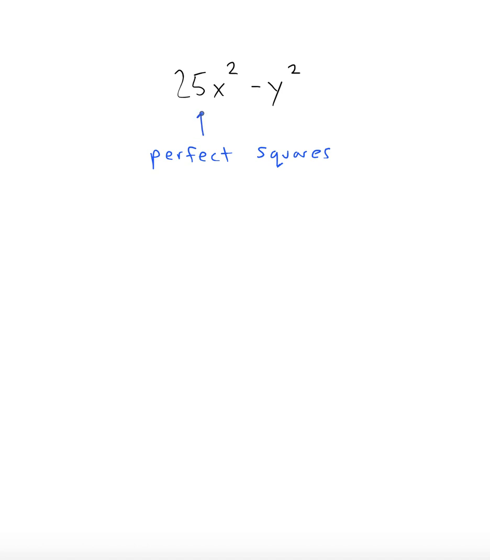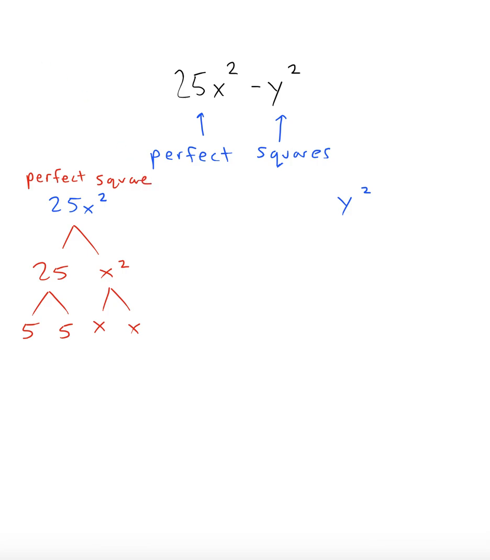Now, what do I mean by perfect squares? I mean that if you were to do a tree for the 25x squared and then do a tree for y squared, you'd see something unique that you don't always see. You would see that every factor that we come up with has a partner, which means that the original expression is a perfect square. All it means is that the 5 has a pair and the x has a pair too.